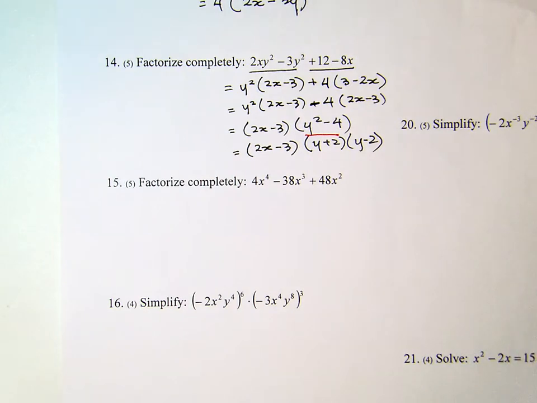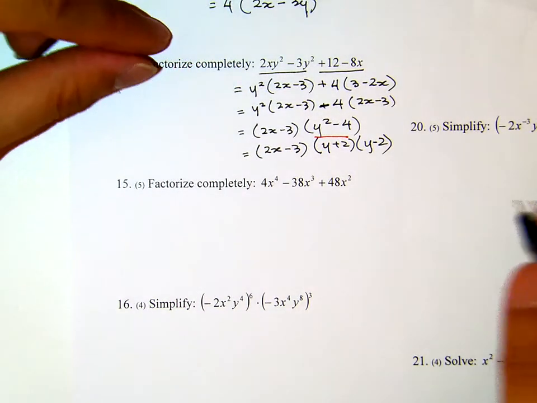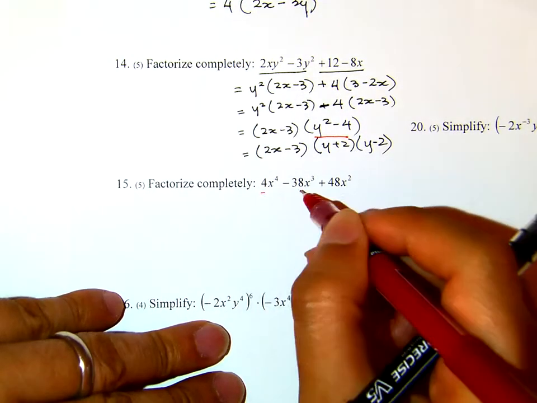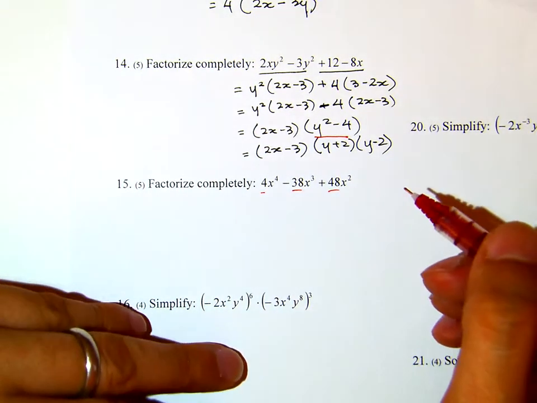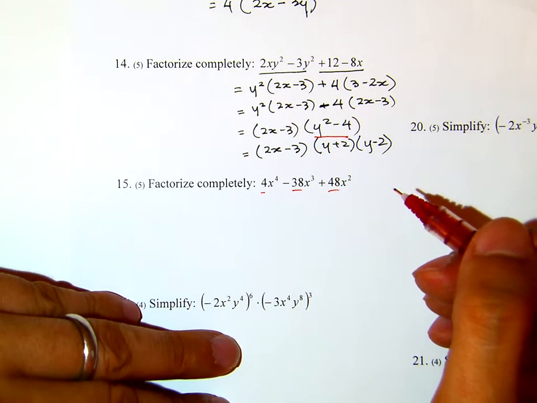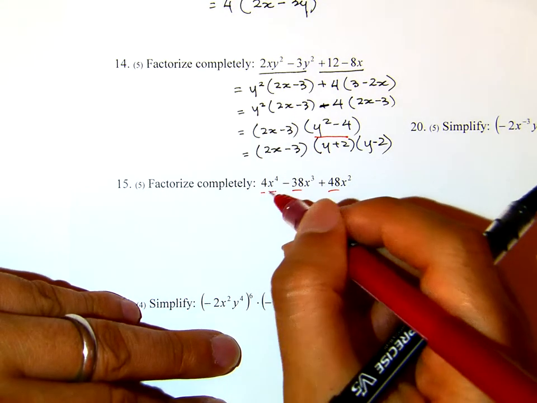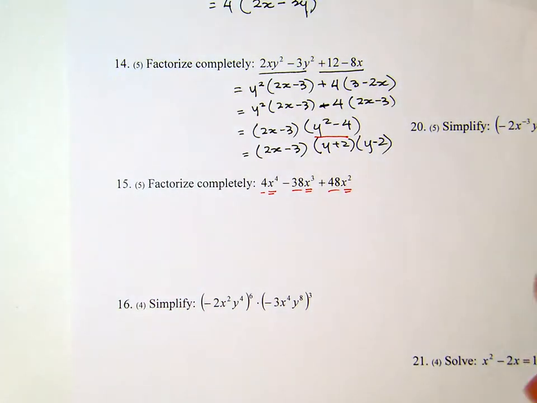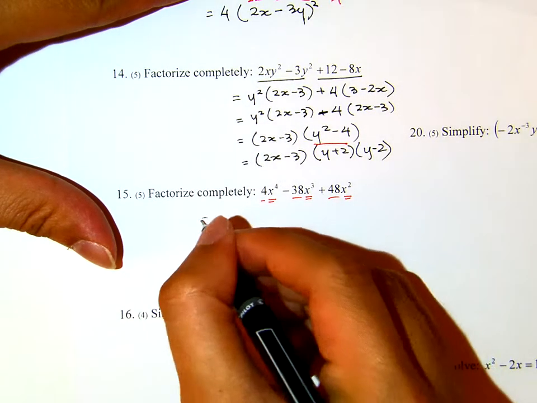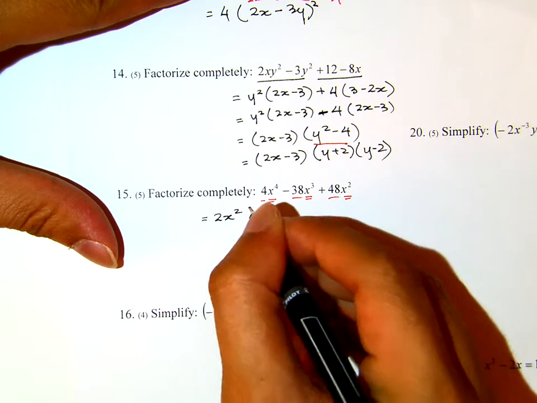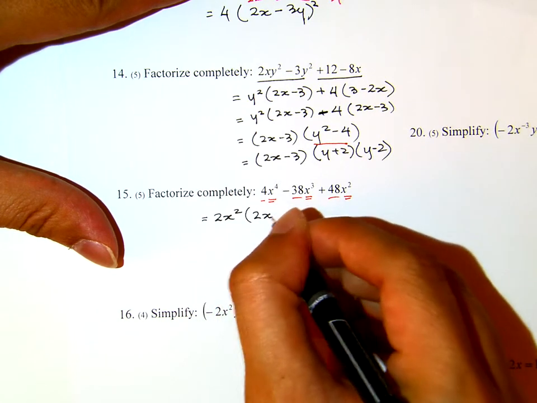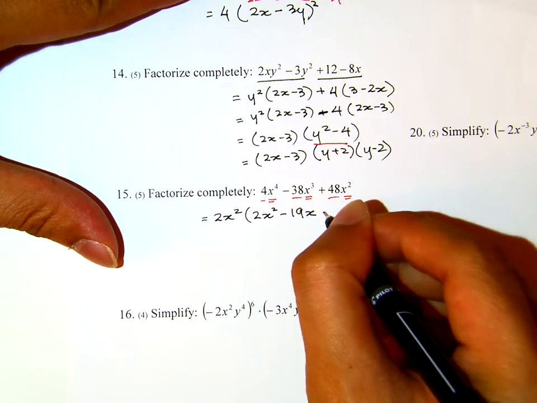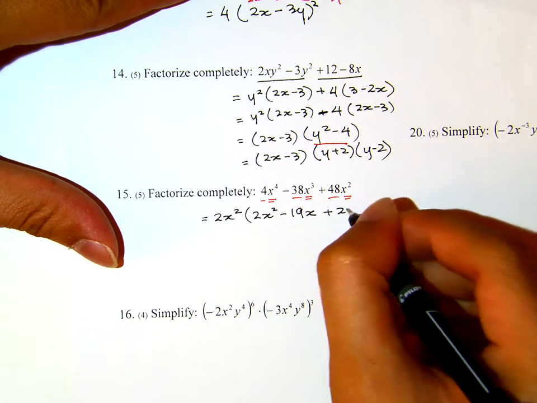Notice that it seems that we can factorize at least 2, right? For the coefficients, we have all even numbers, so we can take at least 2 out. Yes, we can take 2 out. And for the variables, I can take x squared out. So let's take 2x squared out, and the one left inside will be 2x squared minus 19x plus, what's that, 24.